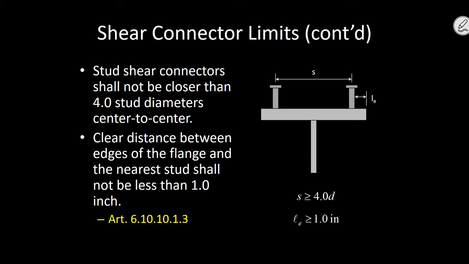So you can use these limits to say, okay, if my top flange is 18 inches wide, I could probably have 2 studs per row. I could have 3. Could I have 4? Maybe. 5? Probably not. So you can use that to help determine what number of studs would be feasible. All right? Make sense? Pretty simple, right?